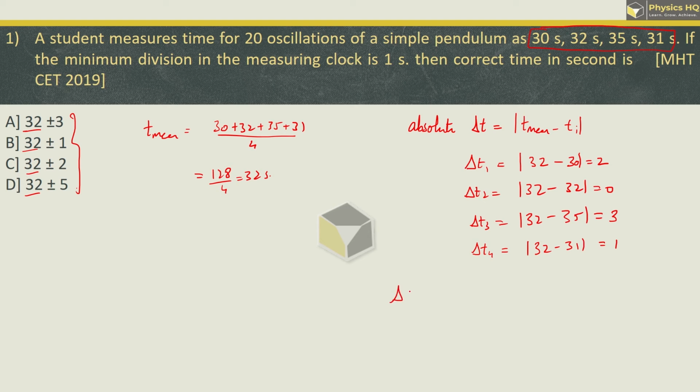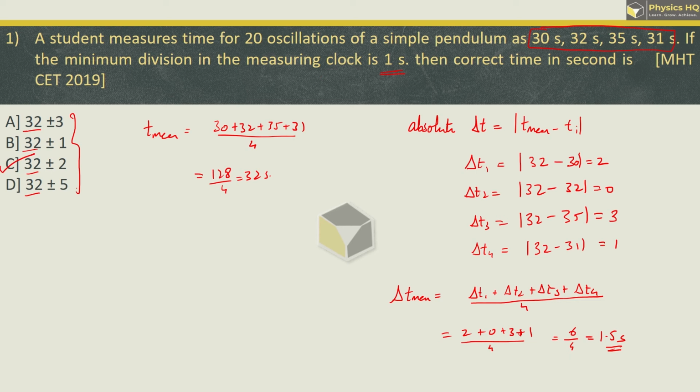Now finally we'll find out the mean absolute error over here which is delta t1, delta t2, delta t3, delta t4 divided by 4. So this is 2 plus 0 plus 3 plus 1 divided by 4 which is 6 upon 4. Now this comes out to be 1.5 second. Now there is no option of 1.5, so by rounding off, क्योंकि measuring clock में we got the minimum division to be 1 second, so we will take the correct answer as 32 plus or minus 2 seconds. Hope you all understood this.